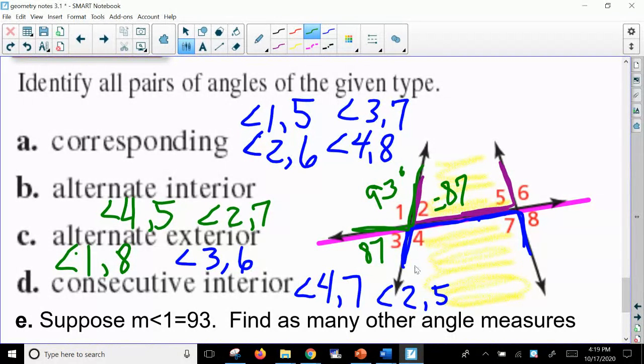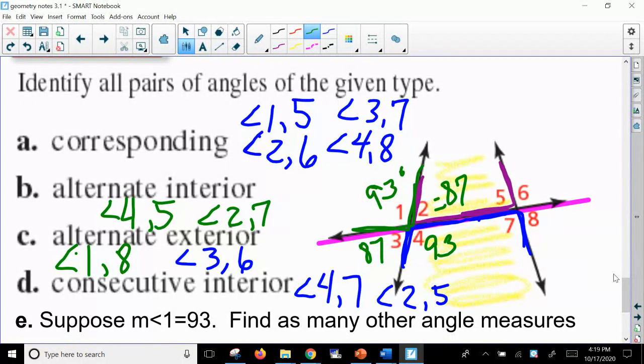But if you remember what I told you about vertical angles, 2 and 3 are vertical angles, which are angles with the same vertex right across from each other inside of an X. Vertical angles are always congruent. So since angle 2 is 87, so is angle 3. And finally, angle 4 is 93. You could say that because it makes a vertical angle with angle 1, they are the same. Or you could look at angle 3 and 4. They make a linear pair, so they've got to add up to 180.